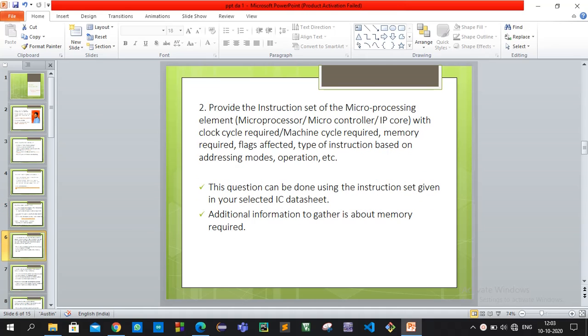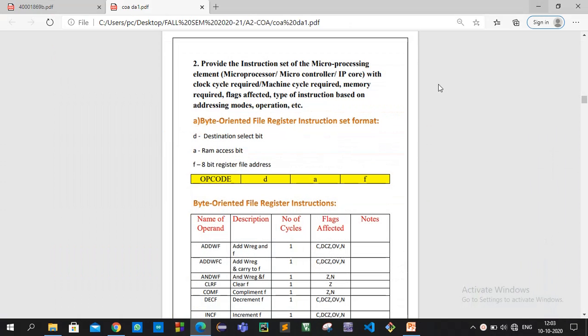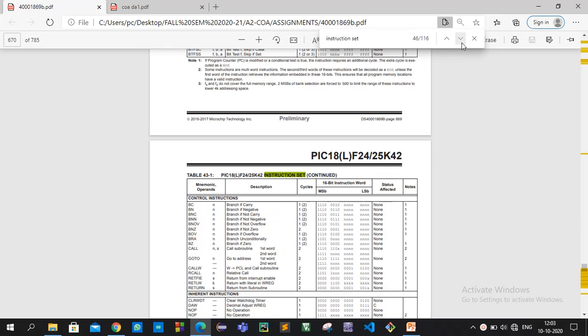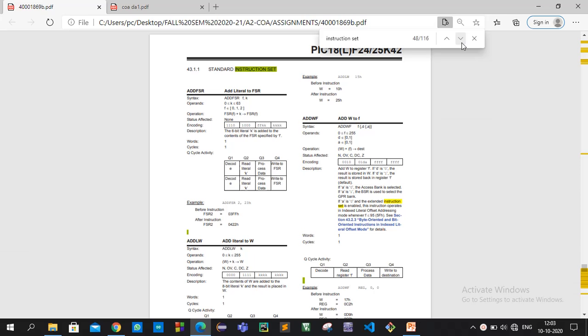Coming to the next question, they asked to provide the instruction set of my microprocessing element. For this, I used my datasheet to answer this question. My datasheet has an instruction set of my IC, but the main problem is to identify what are all the different types of instructions given in this instruction set, and accordingly we need to answer this question.